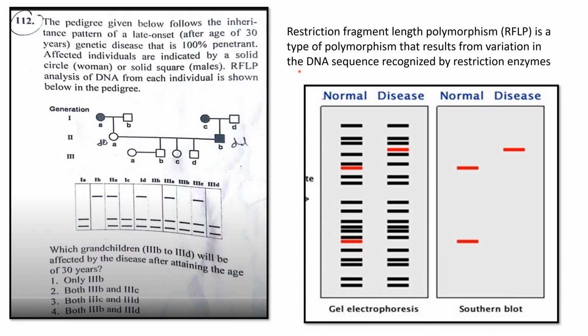See, this is the normal DNA sequence in the gel electrophoresis. Here they are showing the red color; these are the disease DNA fragments. And after the blotting technique, we will separate these particular disease DNA fragments. Now let's find the answer.